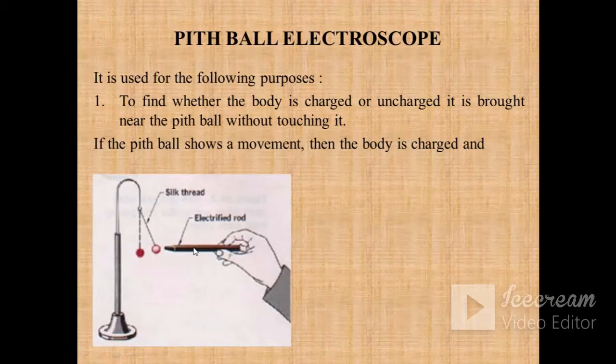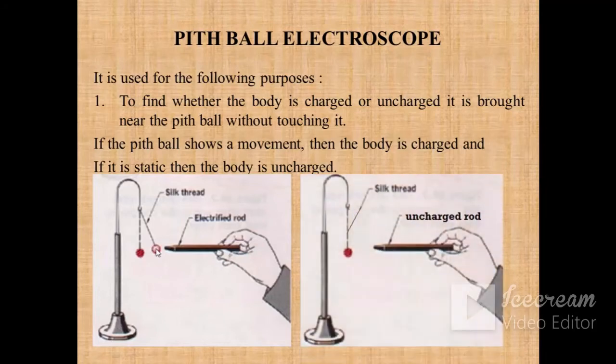Now when it is moved near this pith ball, this is the process of induction. So if this body is charged, then the pith ball is going to show movement, and if it is static, then the body is uncharged. Okay, so now there is no movement, and this is the uncharged rod. If you want to see whether it is uncharged or not, bring it near the pith ball, and it will show no movement. So this is its first purpose, to show whether the body is charged or uncharged.